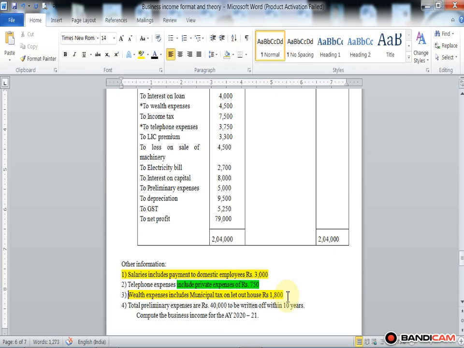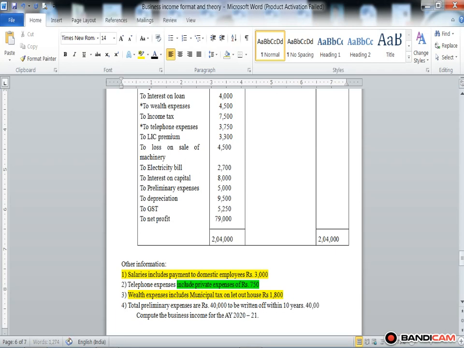Okay, then preliminary expenses. Total preliminary expenses is rupees 40,000, to be written off within 10 years. It means 40,000 is written off within 10 years. So find out each year how much amount is written off by Mr. Guru.